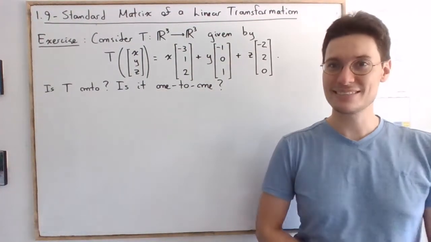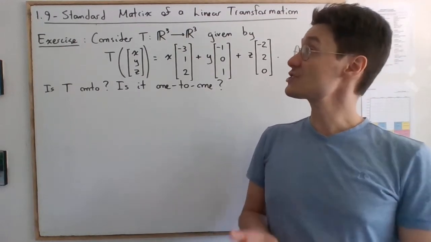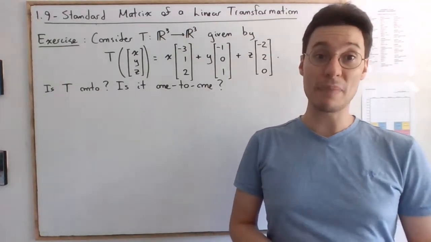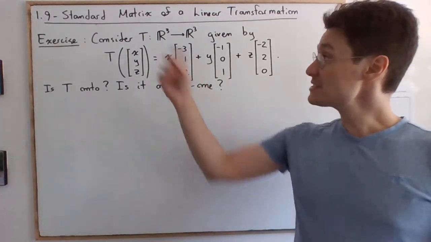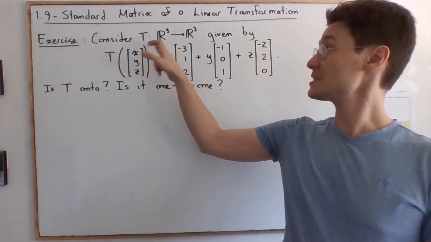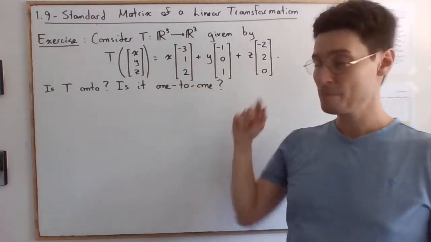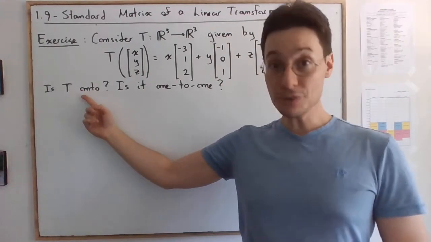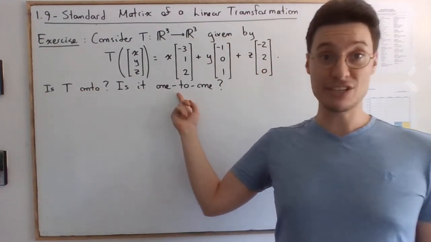Hi, linear algebra student. This is the last exercise in section 1.9, where we are talking about the matrix of a linear transformation. And this is it. Consider a transformation from R3 to R3 given by this formula. We would like to know if it's an onto transformation and if it is a one-to-one transformation.